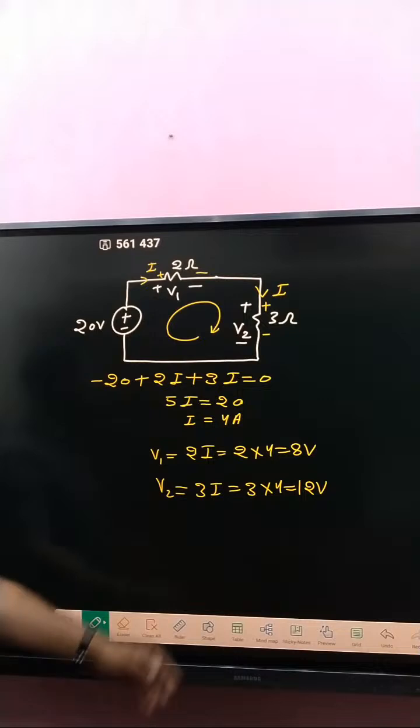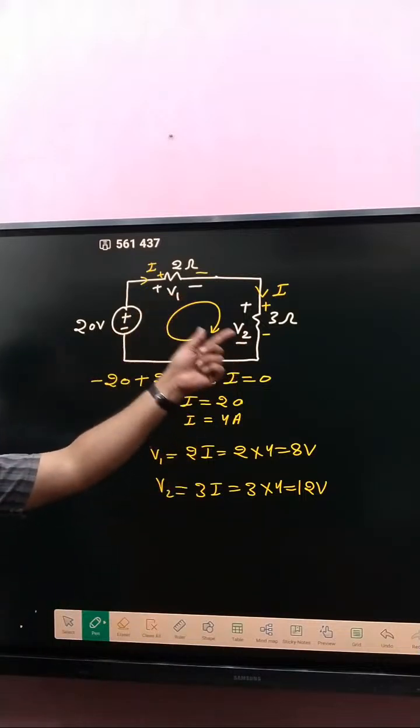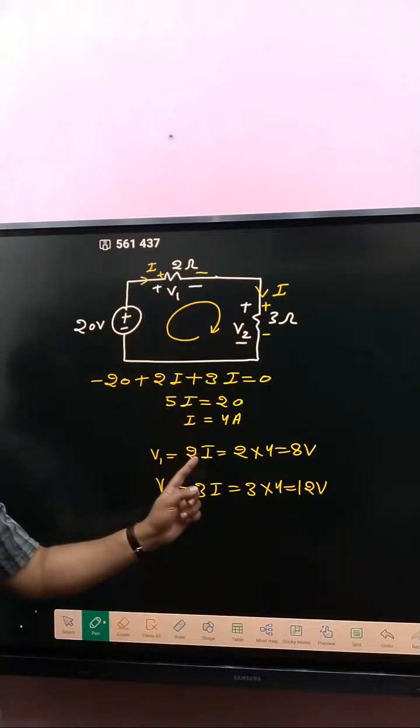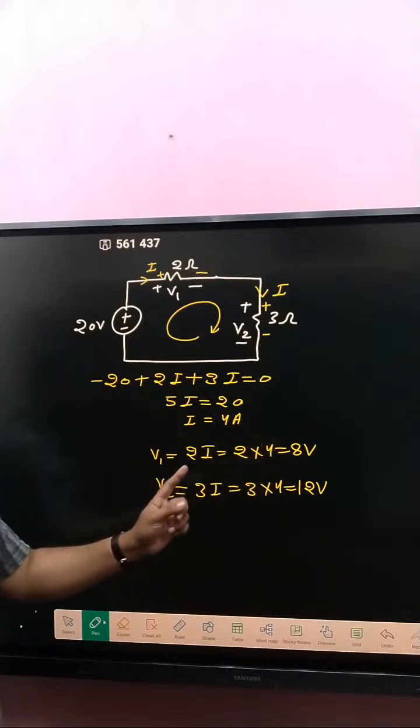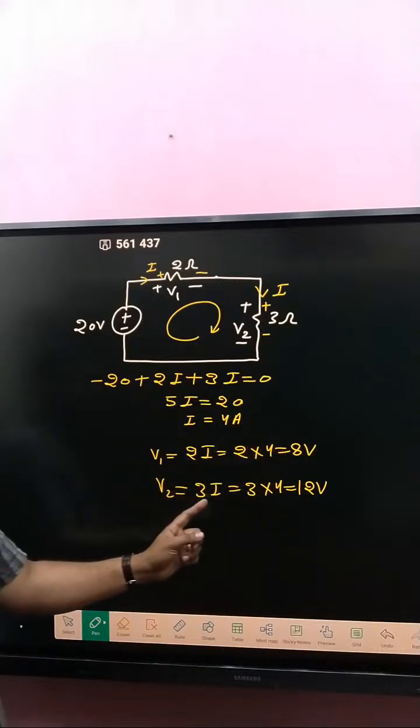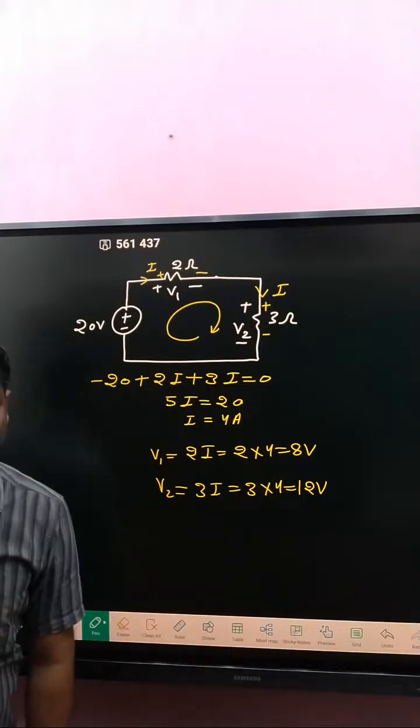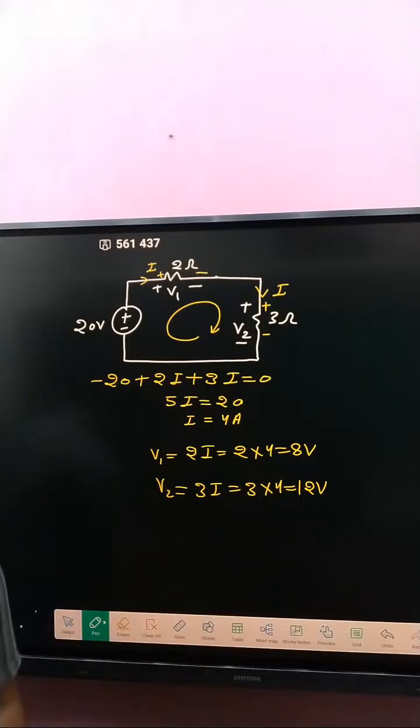Our target is V1 and V2. So V1 is how much? 2 into I, so 2 into 4. And what about V2? V2 is 3 into I, so 3 into 4. This will be equal to 12. Clear? I hope so, clear.